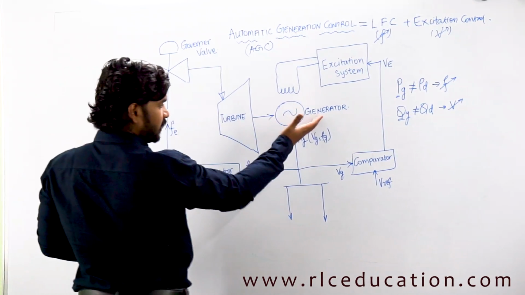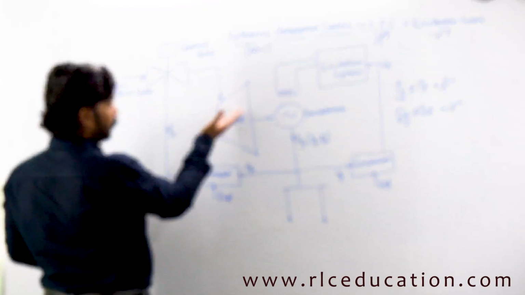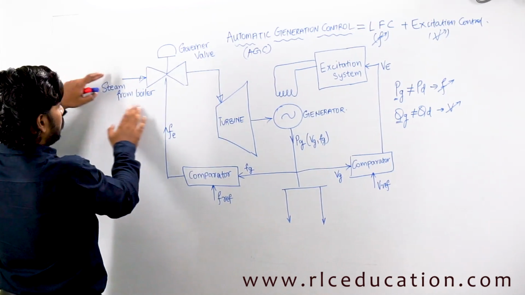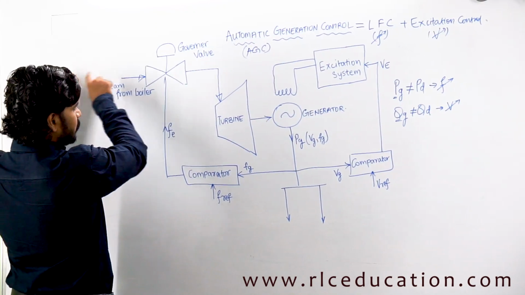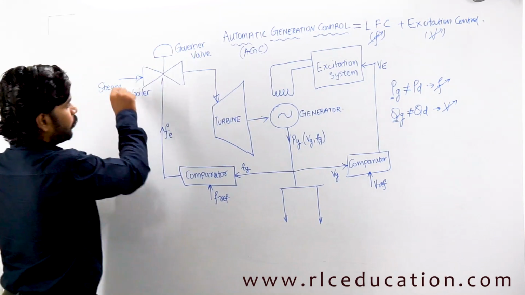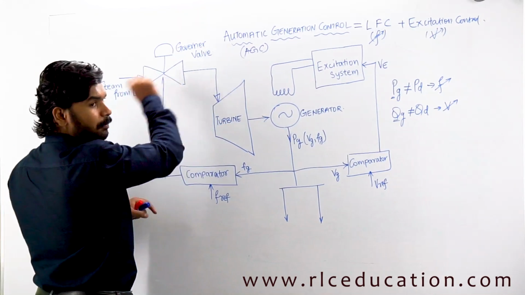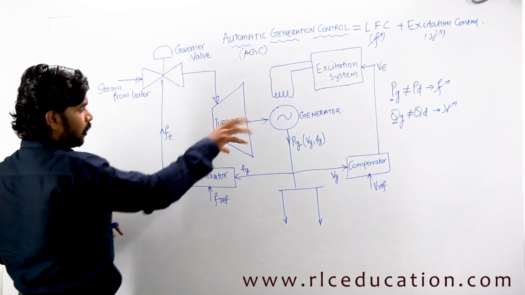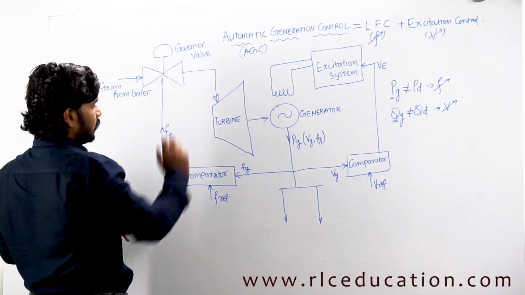This generator gets its input power from a turbine, and the turbine gets its input power from a boiler. While the steam is coming from the boiler, I am going to place a governor valve. This is the valve which controls the steam input to the turbine. Based on the load requirement, we will be adjusting the steam.